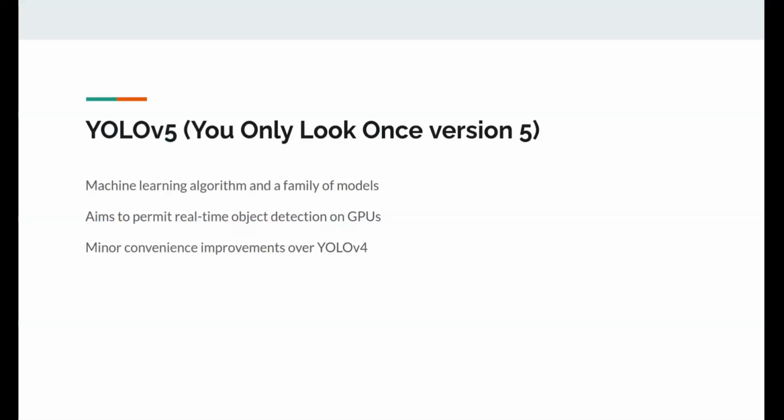For the machine learning model, we use YOLO v5, an algorithm and a family of models that aim to permit real-time object detection on a GPU. It is based on the YOLO v4 algorithm and improves its convenience. YOLO v5 offers 5 pre-trained models on the MS COCO dataset. Heavier models can offer better accuracy at the cost of more floating point operations.